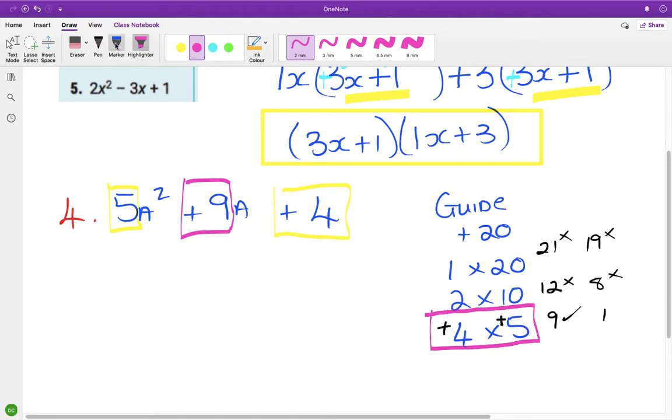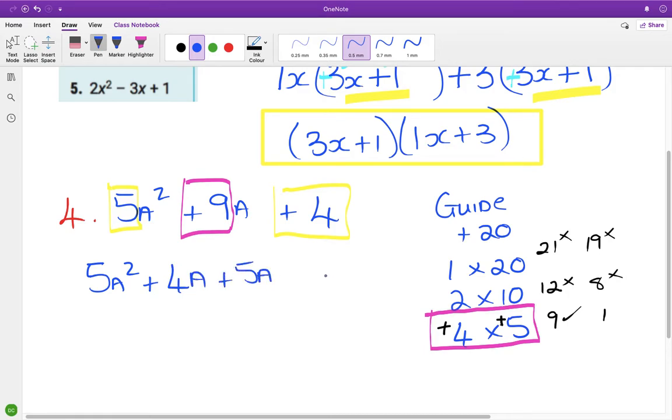All right. So we go back and we write our 5a squared. Now, instead of writing the 9a, I'm going to split it up into its factors. So it's going to be plus 4a plus 5a, and then I still have the plus 4 at the end. Okay, so let's group them off.